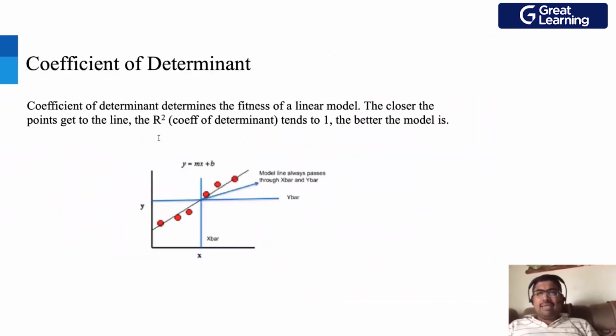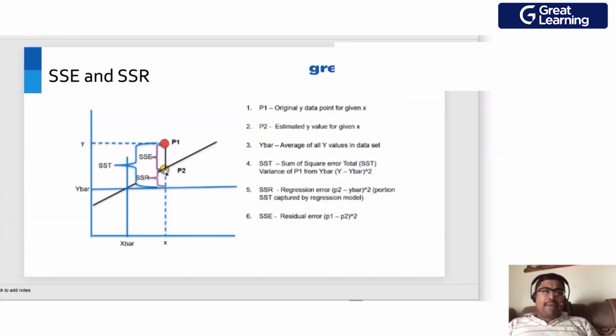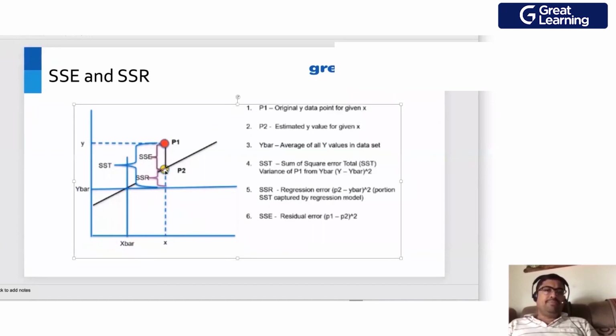Let's take just one example. This is your y equals mx plus c, or y equals ax plus b, whatever the equation is. There is one data point which is not exactly falling on the line but lying somewhere above, or it could fall below. Ideally, if this point had to fall on the line, it would have fallen here, but the actual given data point is here. When you calculate for this given x, the y value comes out here.